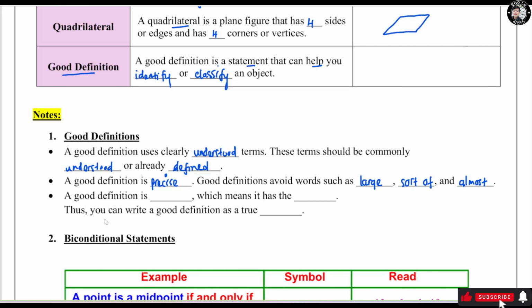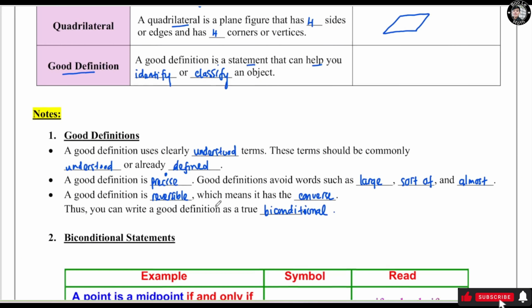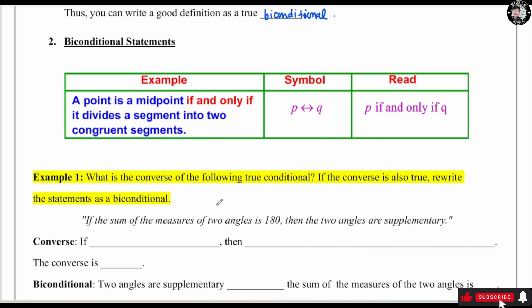A good definition is reversible, which means it has a true converse. Thus, you can write a good definition as a true biconditional. Now, here's the biconditional statement. Remember, you can reverse a good definition, right?